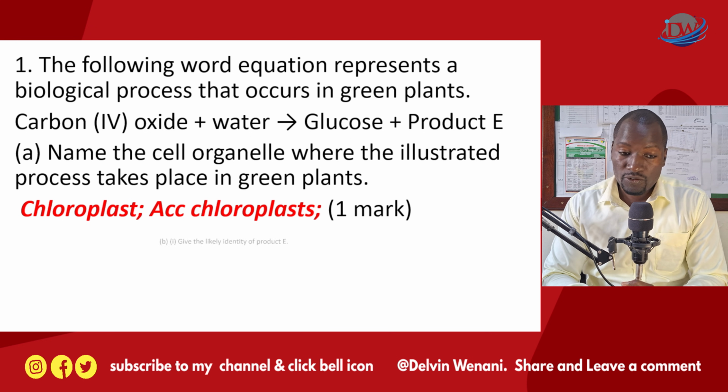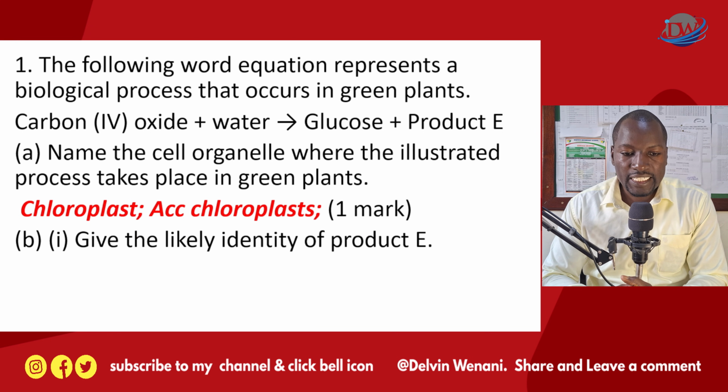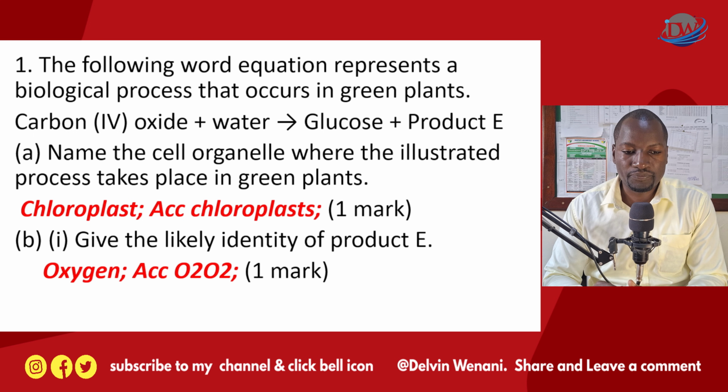Question number B, Roman 1. Give the likely identity of product E. Now we have carbon 4 oxide plus water, then we are getting glucose plus a product named E. Definitely, because it's photosynthesis, the product named E is oxygen gas. It can be oxygen gas, or we accept the symbol for oxygen.